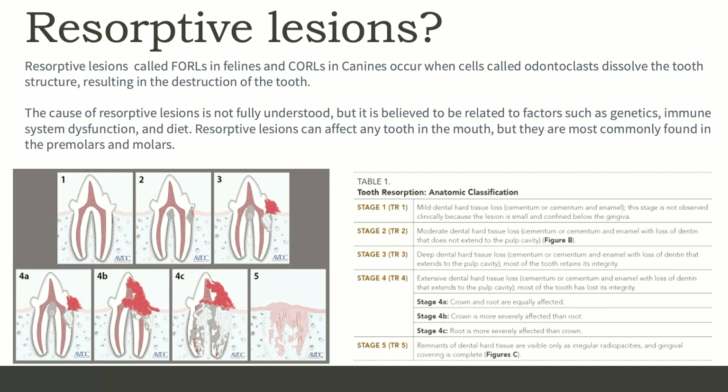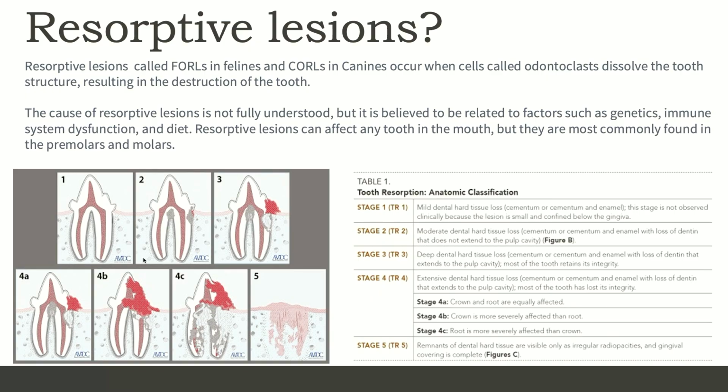So, resorptive lesions can affect any tooth in the mouth, but they are most commonly found in the premolars and molars. And the diagnosis of a resorptive lesion is typically made through dental examination, including dental x-rays, because a lot of the time, your resorptive lesions can be below the gum line, which of course you can't see from the surface, but can be exposed via your dental x-rays.